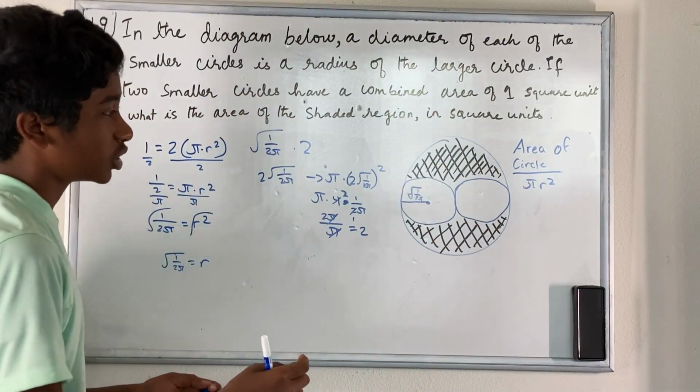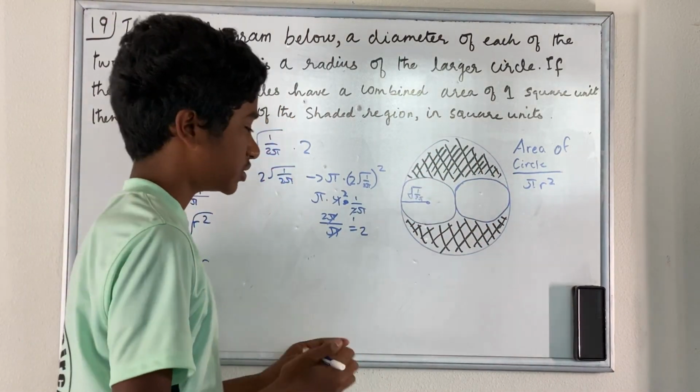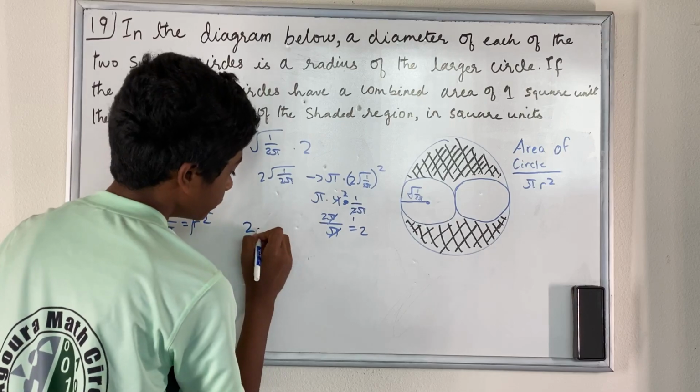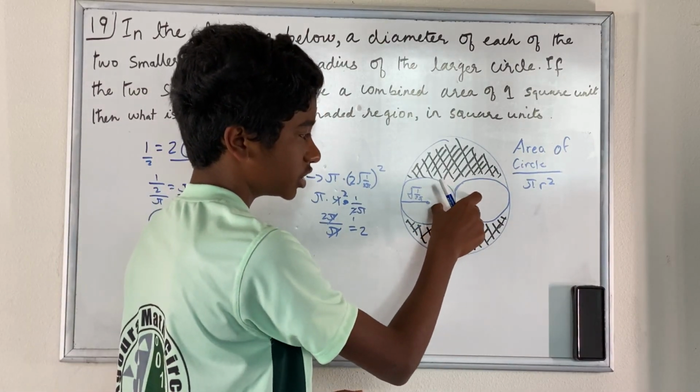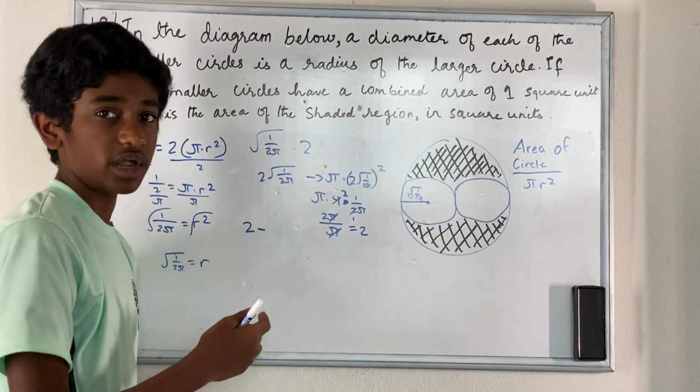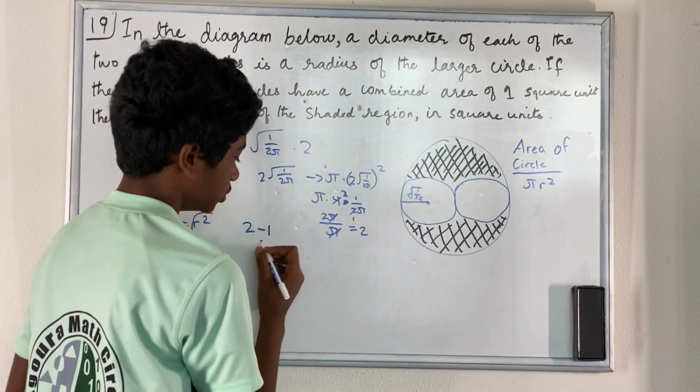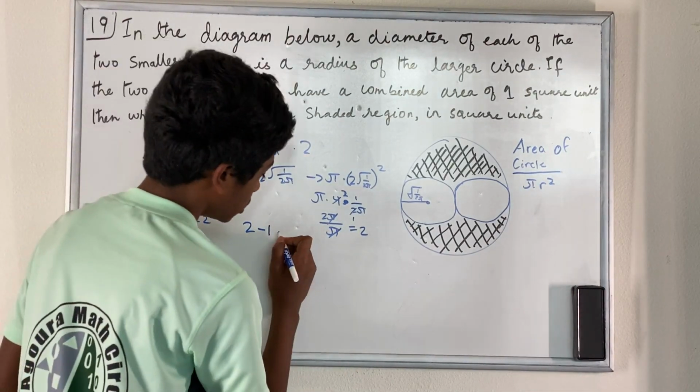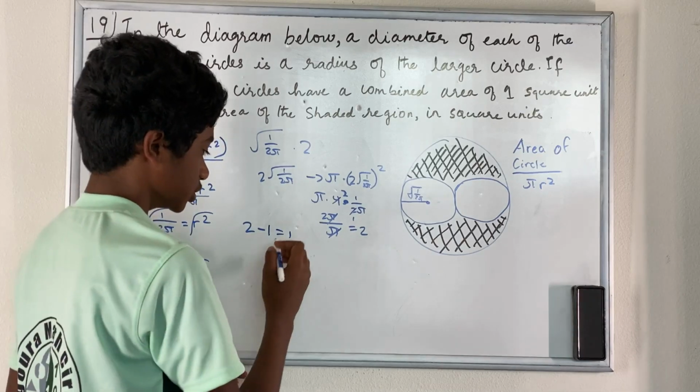So 2 is the area of the large circle. But the question asks for the shaded region. So we had to subtract the area of the large circle minus the sum of the area of the small circles. It's given in the problem and it is 1. So it's 2 minus 1 is 1. So 1 is our answer.